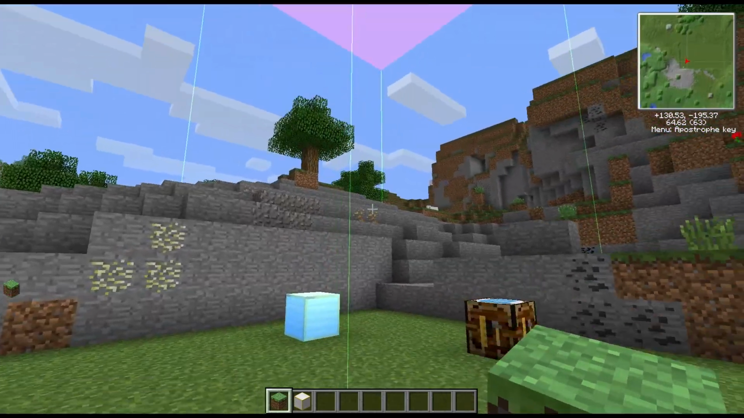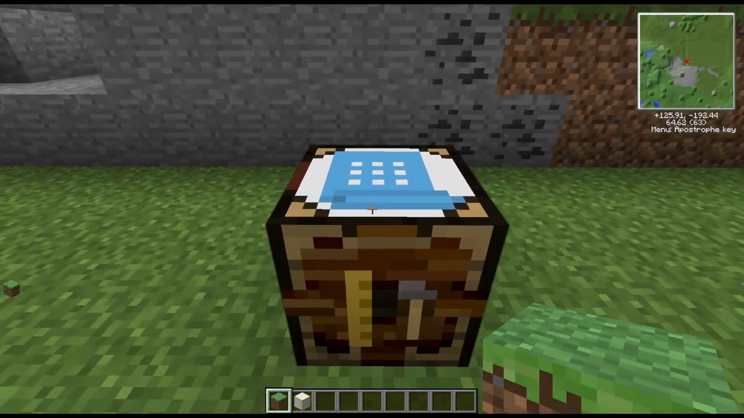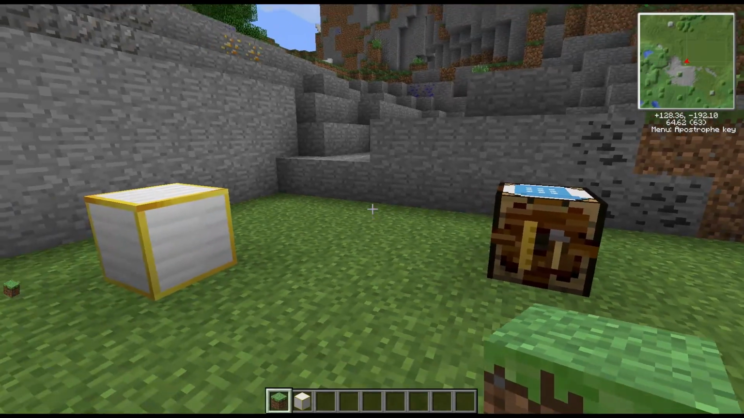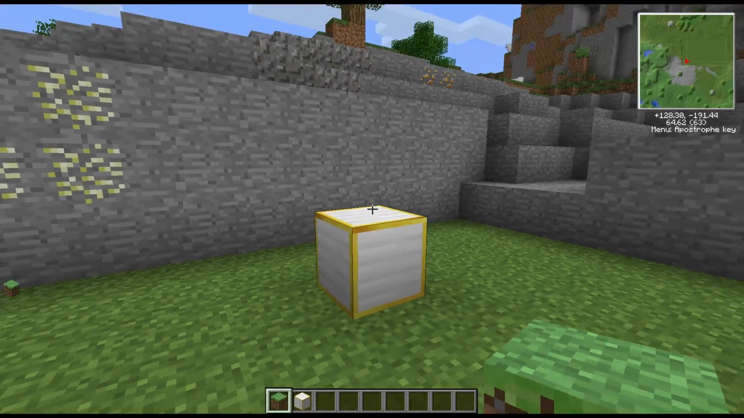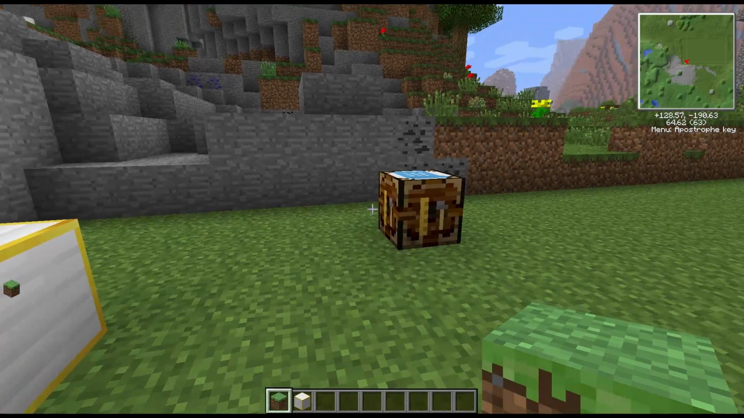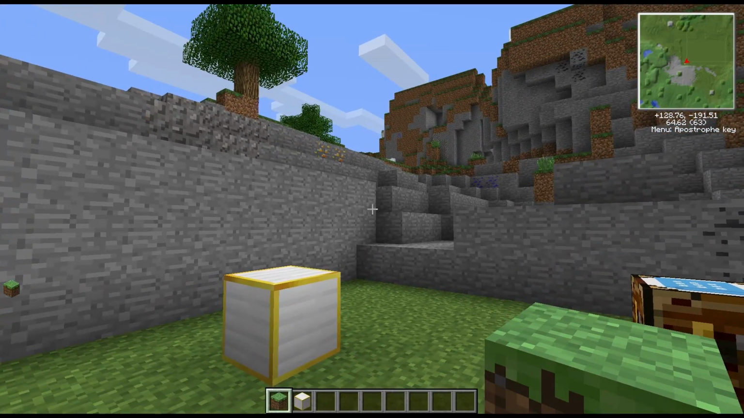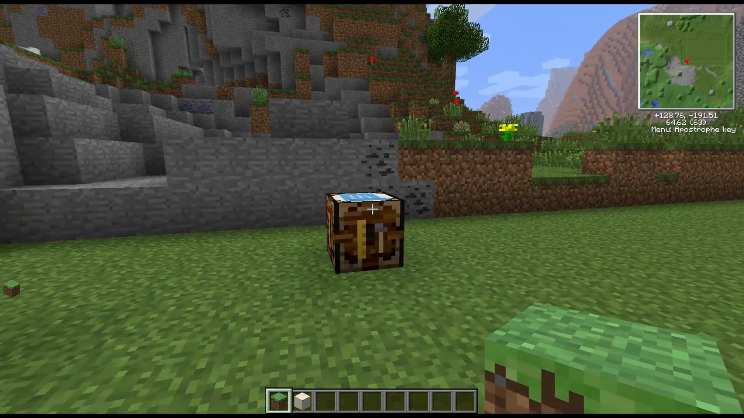But there we go, that's the dimensional anchor. The recipe for it is a block of iron with 4 gold around it. So not particularly expensive, but it is just there to combat one of the downsides of the way Minecraft keeps the world loaded. So I'm sure you guys will find that useful.